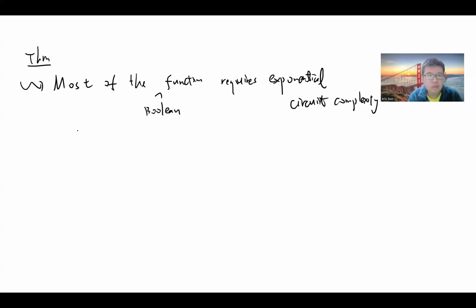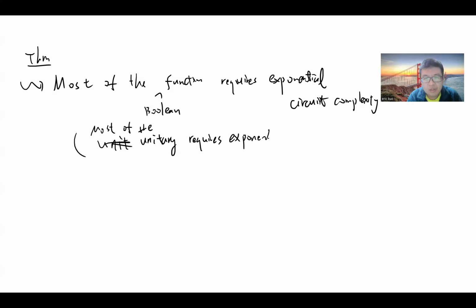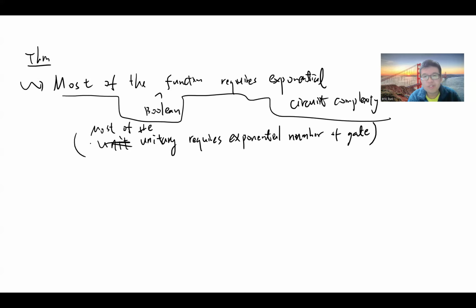Okay. So in quantum computing, there's a similar fact. Basically, one can show that most unitaries require an exponential number of gates. So actually, these two proofs are very similar, but in this video, let's prove this one: most functions require exponential circuit complexity.